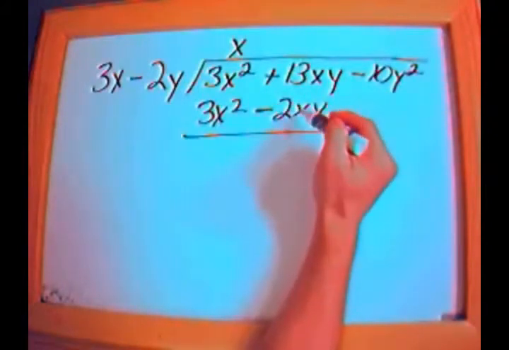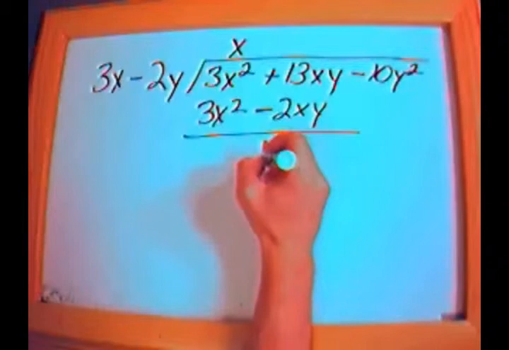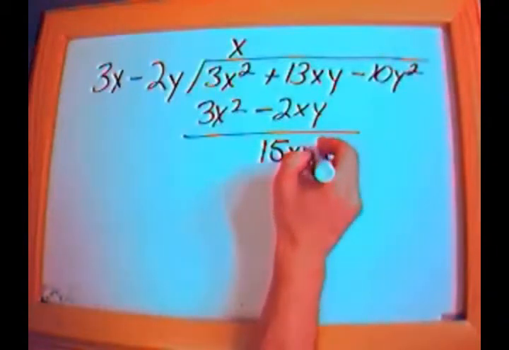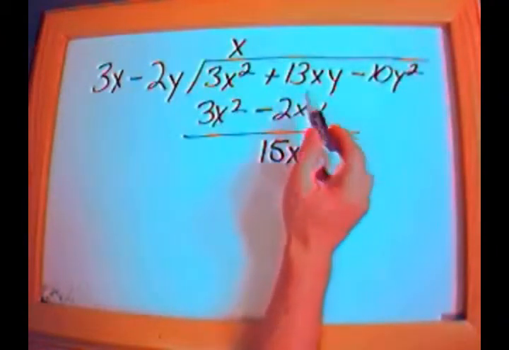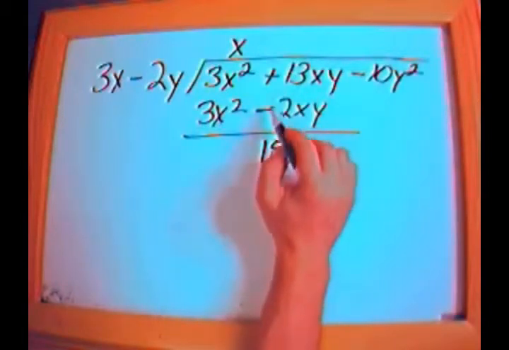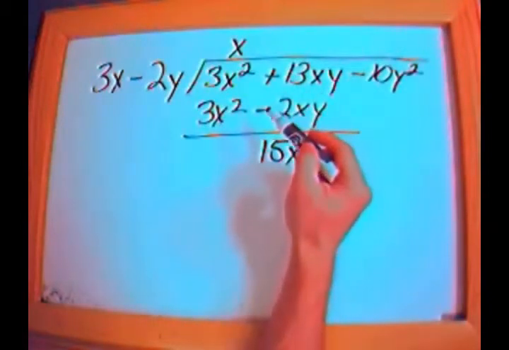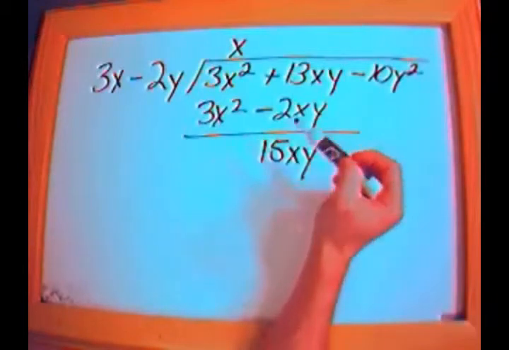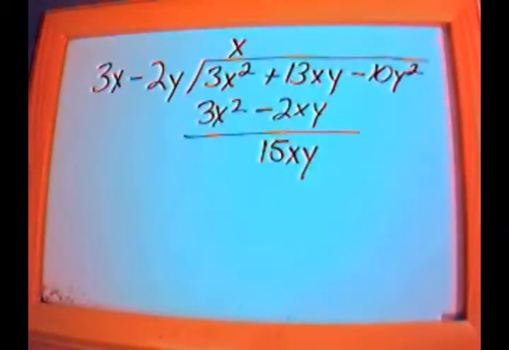13xy minus a negative 2xy gives me a positive 15xy because I'm subtracting a negative number. If you forget the reason why when you subtract a negative number you end up adding it, just go back to the section on adding and subtracting numbers, and there are lots of examples of that in there.